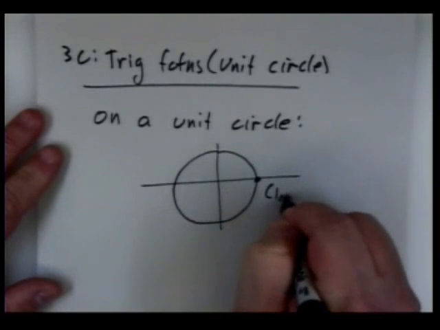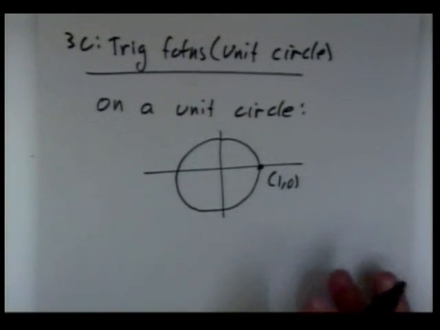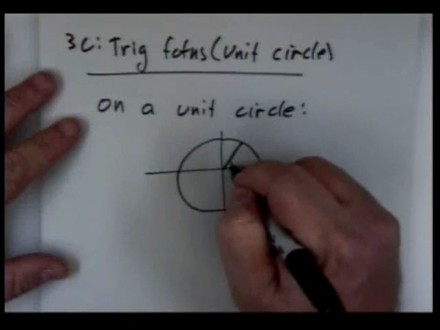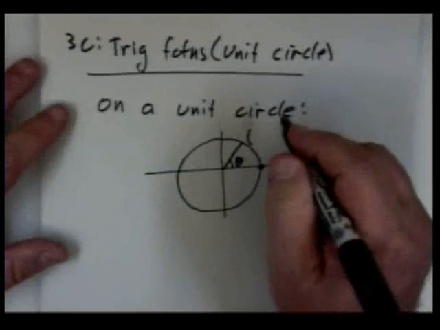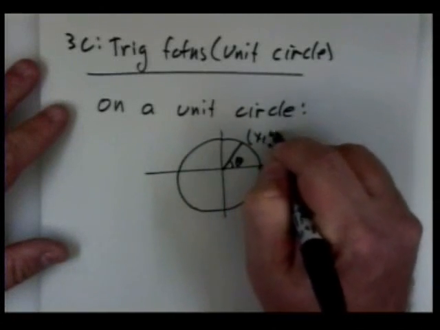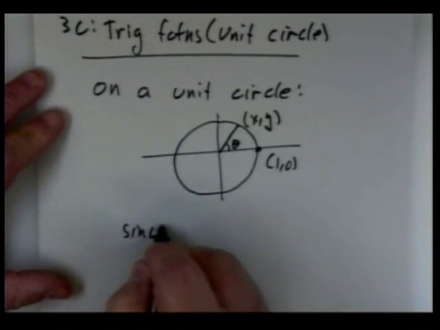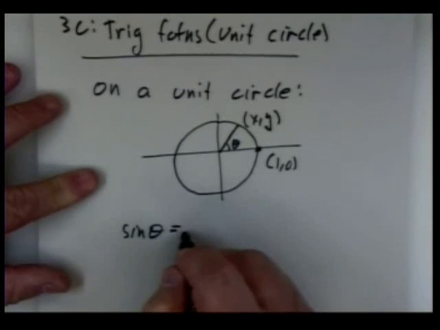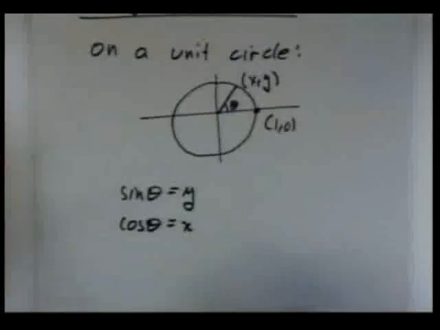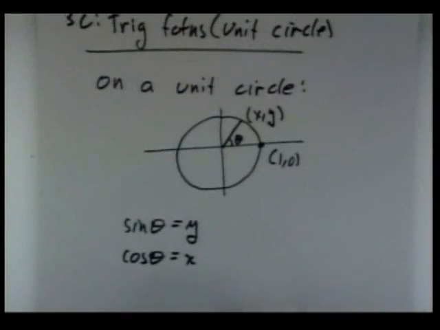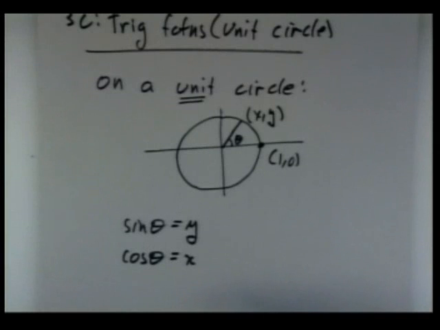Our unit circle in particular is going to be a circle whose radius is 1 and whose center is the origin. So let's say here's an angle theta, measured in degrees or radians, it doesn't matter which, and here's a point x comma y. So on a unit circle we will define sine of angle theta to be y and cosine of angle theta to be x. Let me do this for emphasis: on a unit circle the sine is y and the cosine is x.